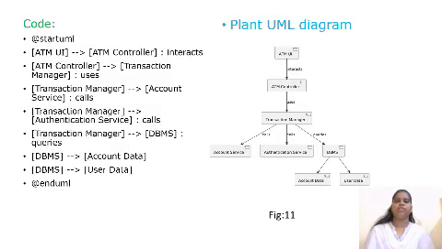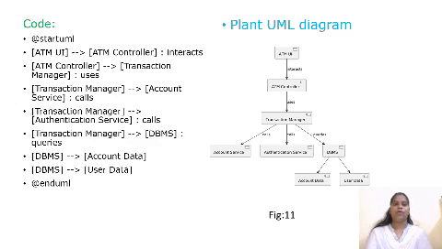For the above example, this is the code. We are using a tool called PlantUML and running this code in PlantUML. Let us look deeper into the code. @startuml. The ATM user interface interacts with the ATM controller. The ATM controller uses the transaction manager to handle operations. The transaction manager communicates with the account service to handle account-related operations, and with the authentication service to handle identity services. The transaction manager queries the DBMS to check for errors. The DBMS handles the account data, which stores account-related operations, and calls user data, which stores user-related operations.